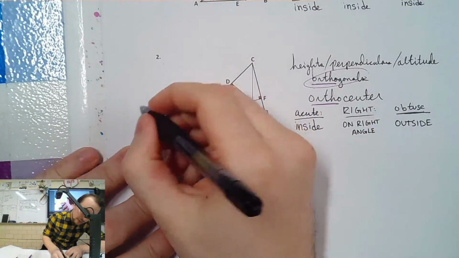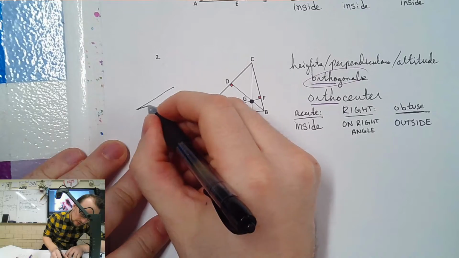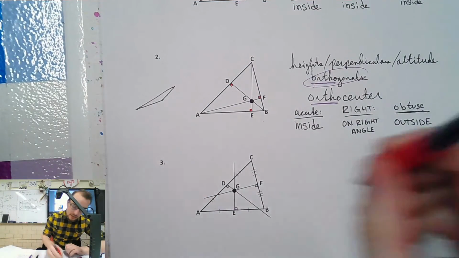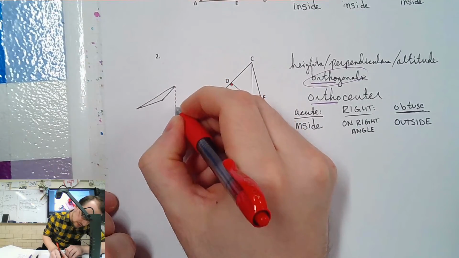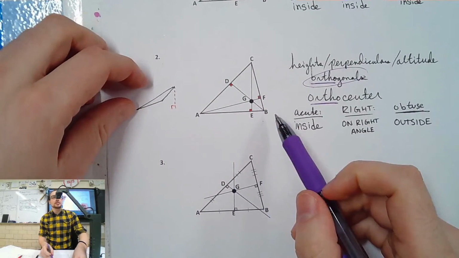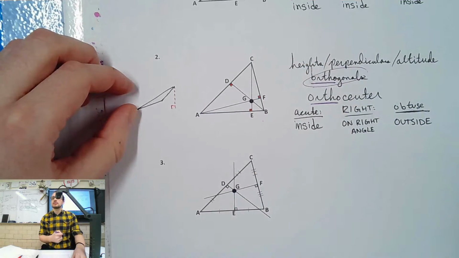I can show you that without GeoGebra right now. Let's do big. So that triangle right there is obtuse, right? The height of that triangle would be like this. That would be the height from bottom to top. Do you guys see that idea? From bottom to the top of the triangle, I'd have to go like that. So it ends up being on the outside.